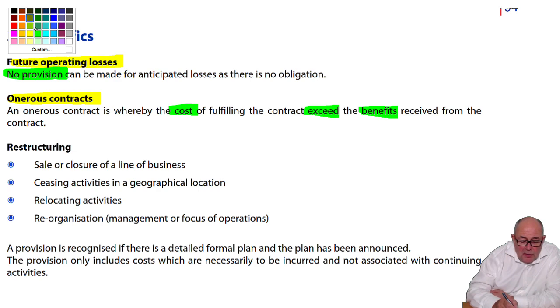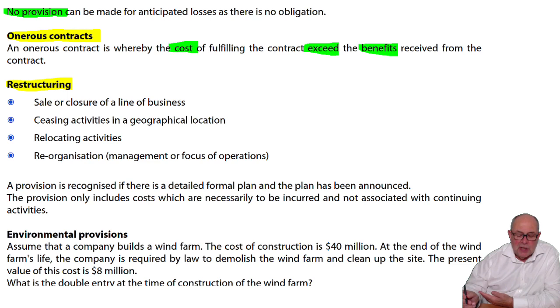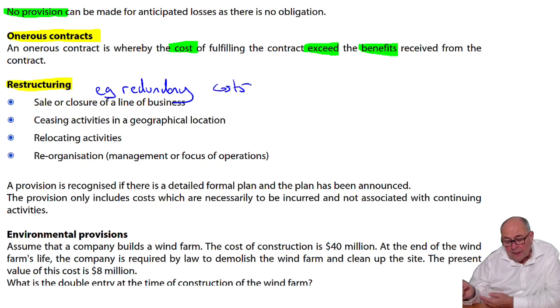Probably the most common sort of provision that we see is restructuring. So another word again here would be things like redundancies, because they've decided to close a particular factory. So redundancy costs. And historically, companies would set up a provision for redundancy and then cancel it. They would never tell the workers that they were at risk of redundancy. They'd got no intention of sacking them. It was just a way to manipulate profits.